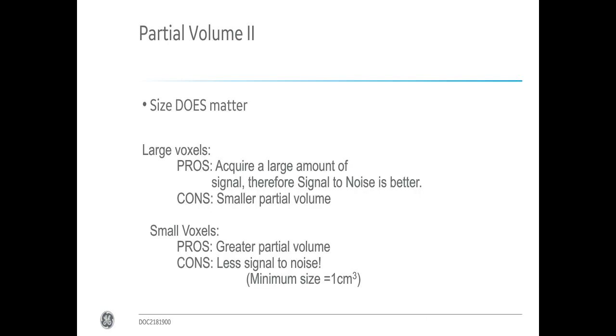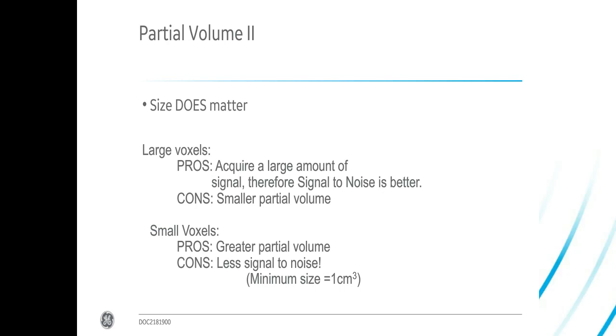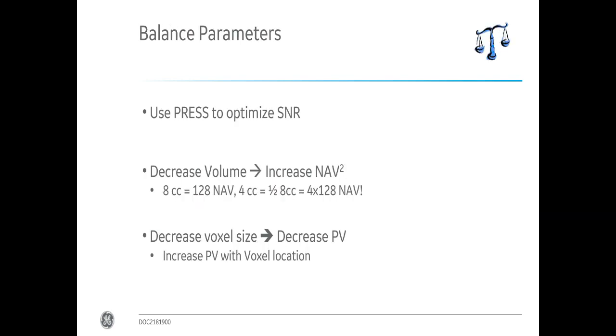Mentioning that, in focal diseases, the size of the voxel does matter. Large voxels have the advantage that you get high signal, so higher SNR, better quality, but you have a greater partial volume effect, so the structure you're interested in is only a part of your signal. Smaller voxels, the pro is a smaller partial volume, but you have less SNR. Therefore, you need to balance these parameters, and that is sometimes a little difficult.